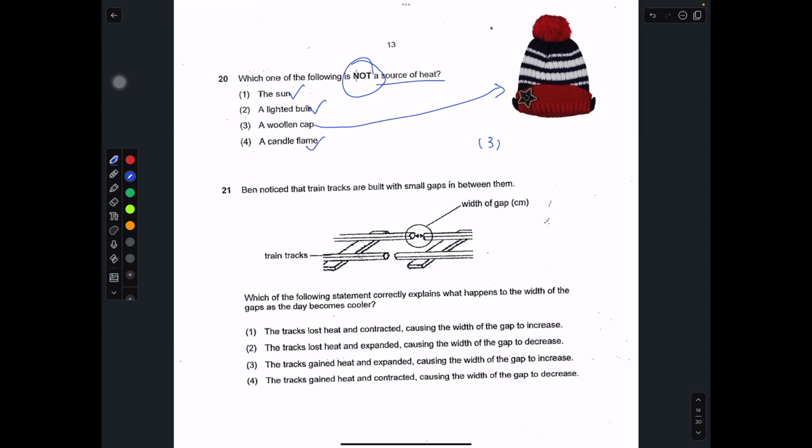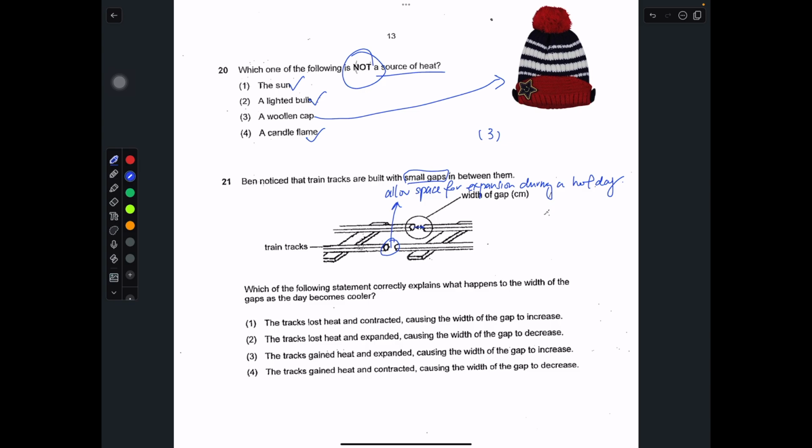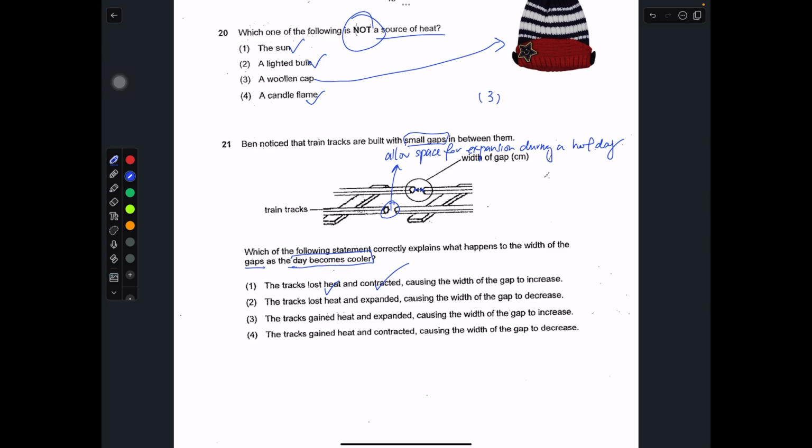So, notice the tracks are built with small gaps in between. Most of you know that these gaps allow space for expansion during a hot day, and you will probably see that in the MRT track as well. They tell you that there is some width being measured. Which of the following correctly explains what happened to the width of the gap as the day becomes colder? When the day becomes colder, the track will lose heat and contract. When they contract, the length will decrease, and because of it, the width will definitely increase. So this is number 1.